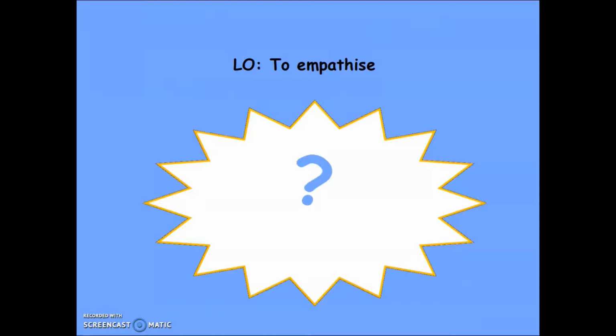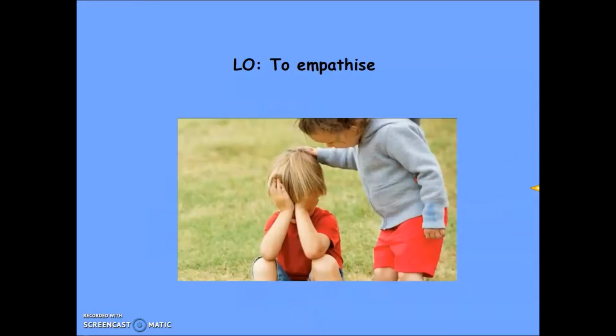On to today's lesson. Our learning objective was to empathise. What does it mean to empathise? If you saw one of your friends in school looking sad, what might you do? I know you're all kind and caring children, so you'd probably want to go over to them and talk to them. You might ask them why they're upset. And they might tell you. If you were to empathise with your friend, you might understand and share their feelings.